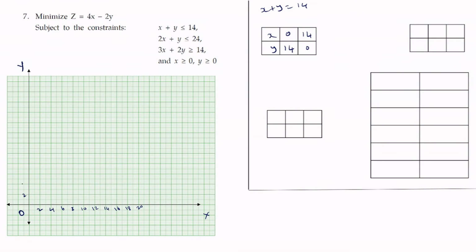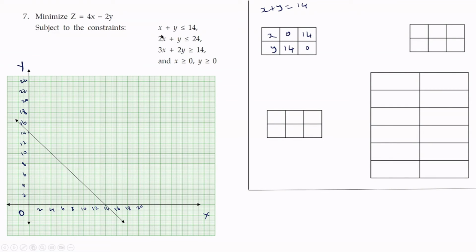Here also in the y-axis we are taking the same scale. So to draw the line corresponding to x plus y equal to 14, we have the points (0, 14), which is here, and (14, 0), which is here. If we draw the line joining these 2 points, we will get x plus y equal to 14. This is the equation of this line.